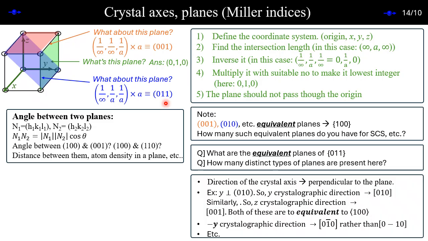What are you getting? 0, 90. Okay, let me see. What do we have here? We have 100. 100 is this plane. Acha, I should have given some other plane. Very good point. What is the angle?